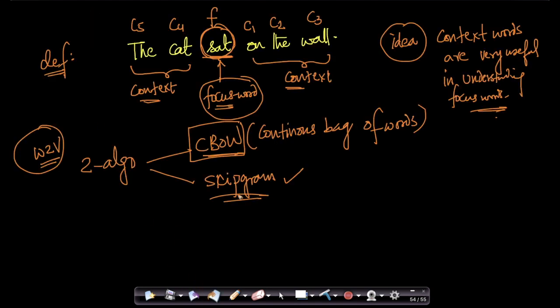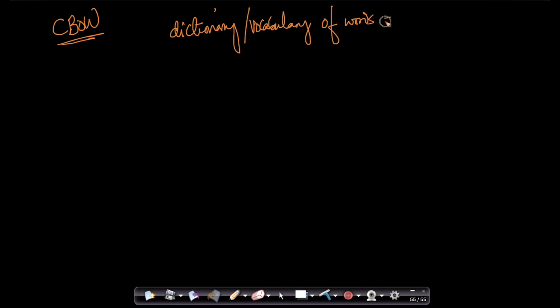So let's take CBOW first and understand it. CBOW and skipgram are very, very related architectures. First let's start with CBOW. Let's assume I have a bunch of words, my whole dictionary or vocabulary of words. Of course, tens of thousands of words probably, right? So let's call my vocabulary capital V.